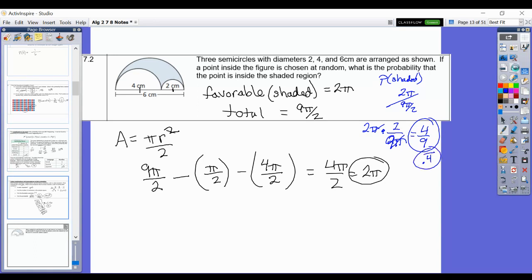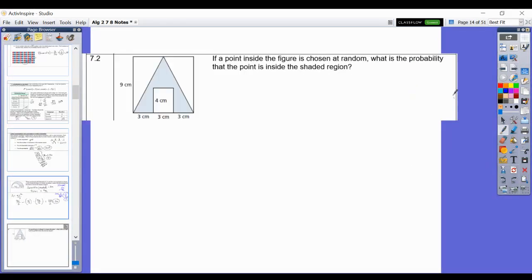Let's do one more of those. If you want to try this on your own, you may pause the video and try it on your own.